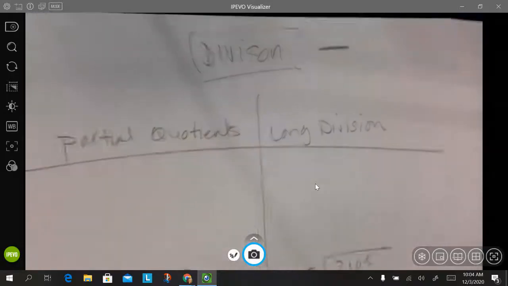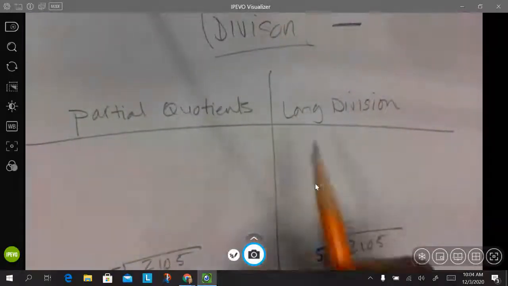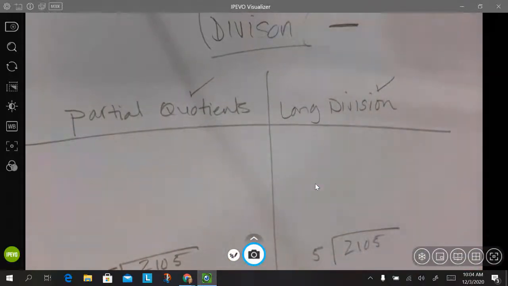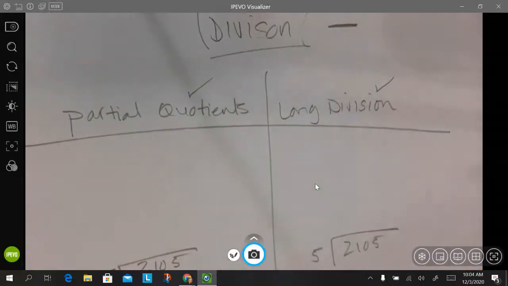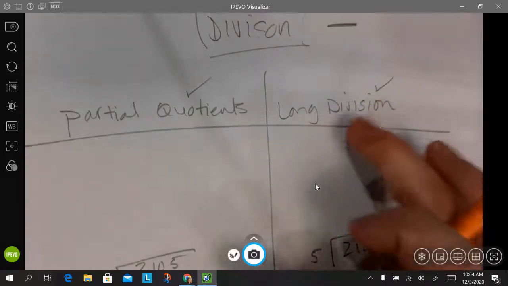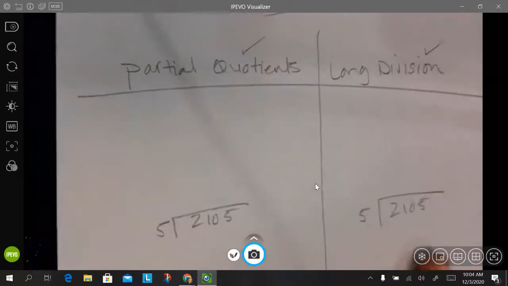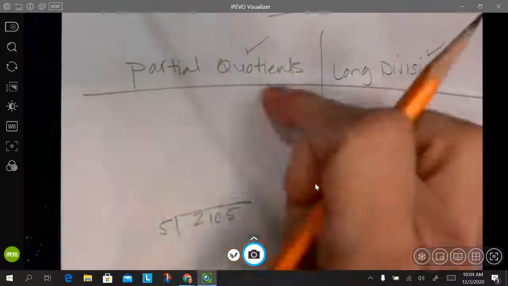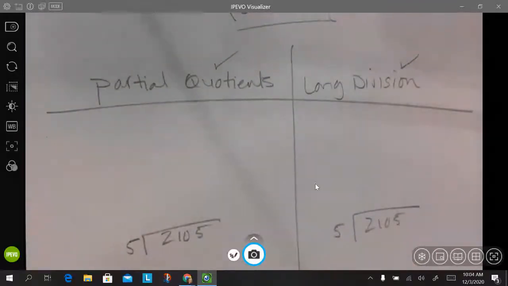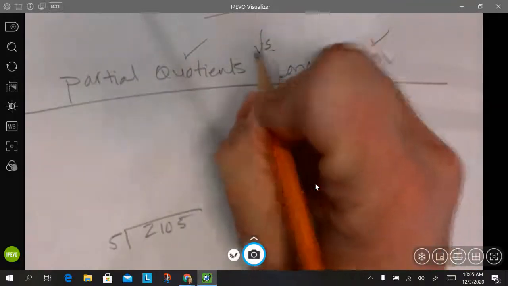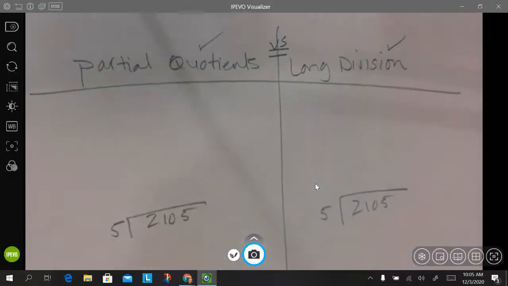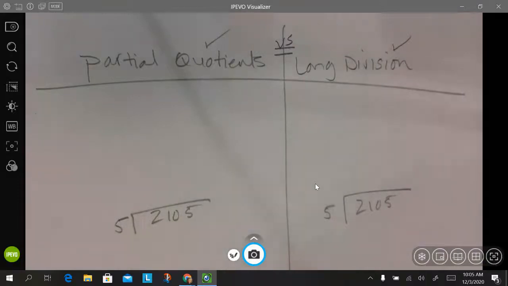All right. Today, I've got two different things I want to show you. One is the partial quotients way, and then the long division way. I don't know which way you guys prefer. I've worked with you for some time, and I have seen some of you use the long division method. I don't think I've seen anybody use partial quotients, but I wanted to show you the difference, okay? So today is partial quotients versus long division. I don't care which one you use, but I do want to show you both so that you have options, okay?